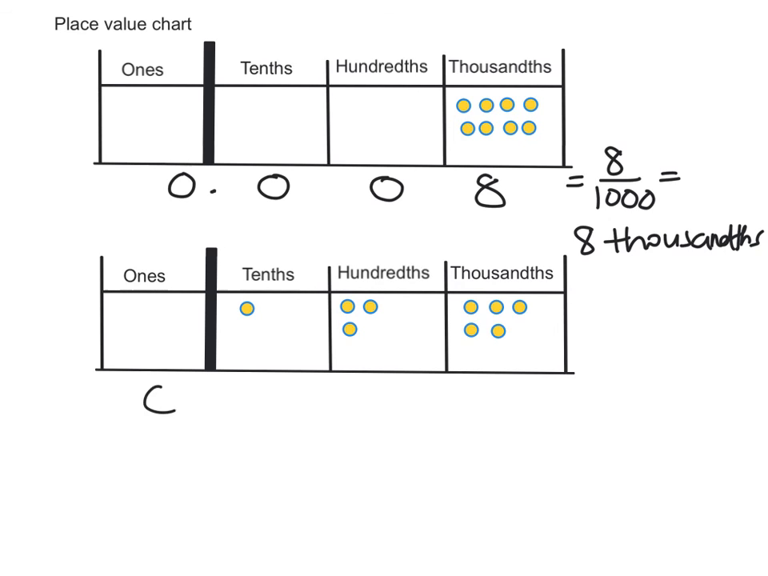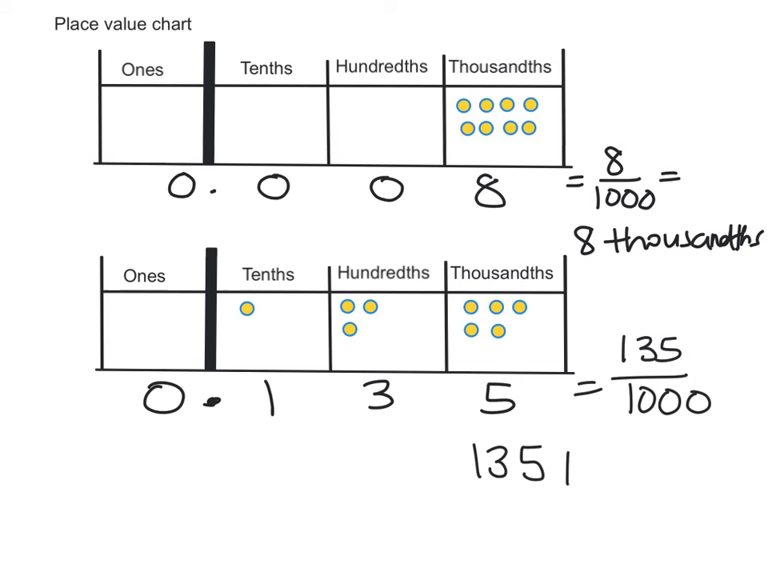This one would be 0 ones. Our decimal goes here. And then 1 tenth, 3 hundredths, and 5 thousandths. I would read that 135, and it ends in the thousandths, so 135 thousandths. I could also write it as 135 over 1,000 or 135 thousandths.